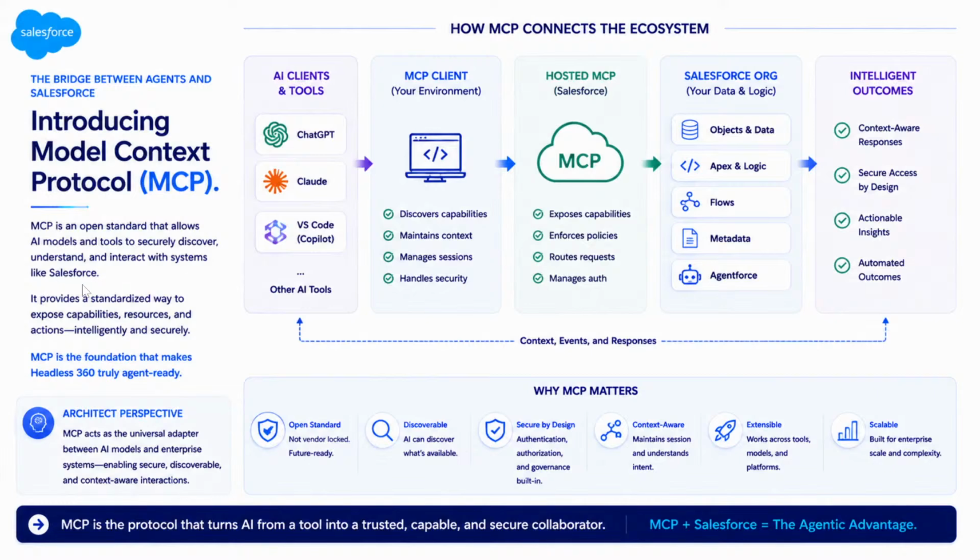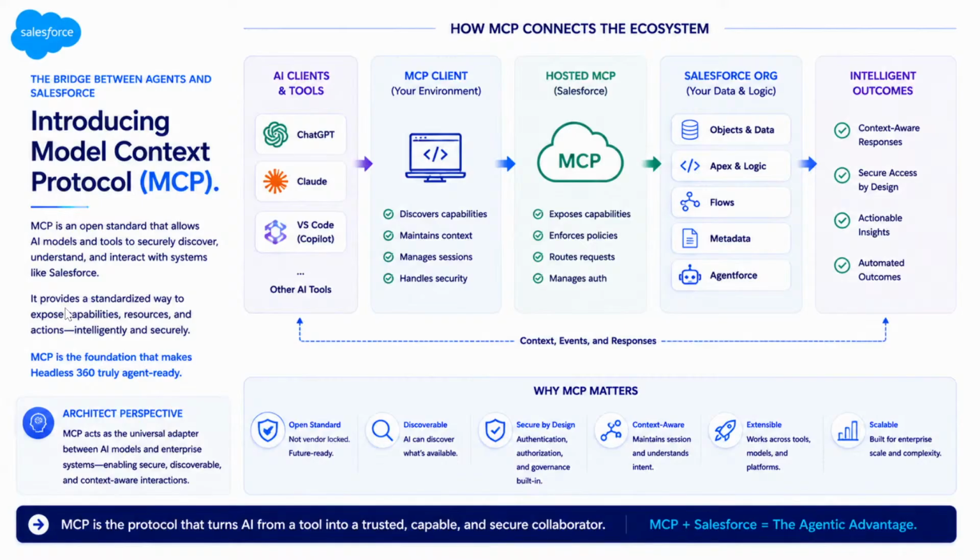So, what does an MCP do? This MCP, the Model Context Protocol, is meant for allowing AI tools or AI models to interact with different systems. In our case it is Salesforce, right? It provides a standardized way to expose capabilities, resources, and actions. This is what I was talking about. So you really do not need to worry about setting up individual integrations. Rather, you would be accessing or setting up connections using MCP.